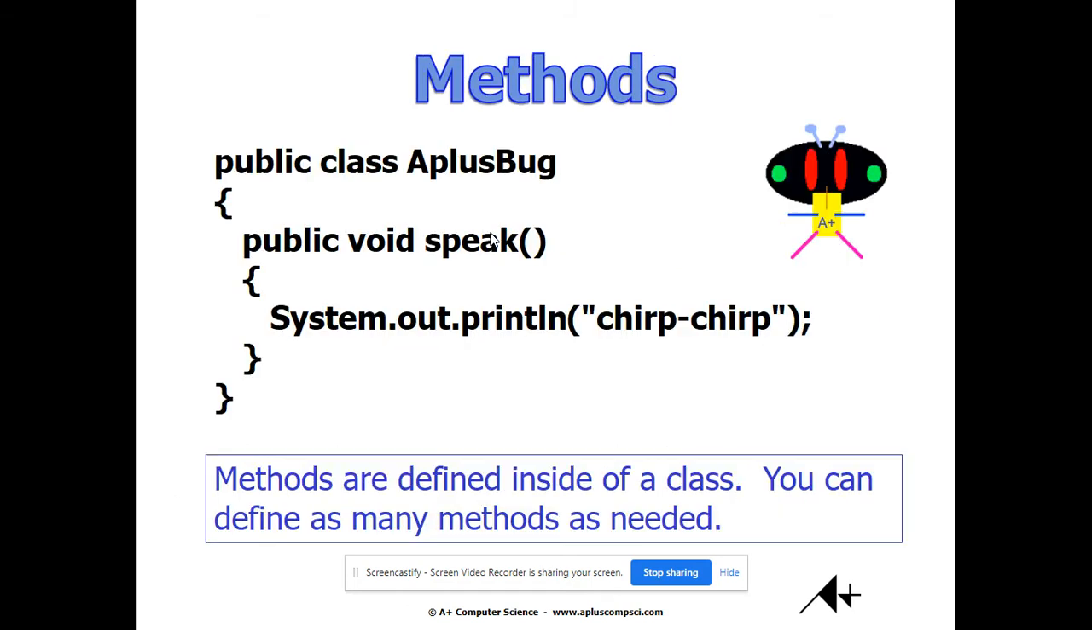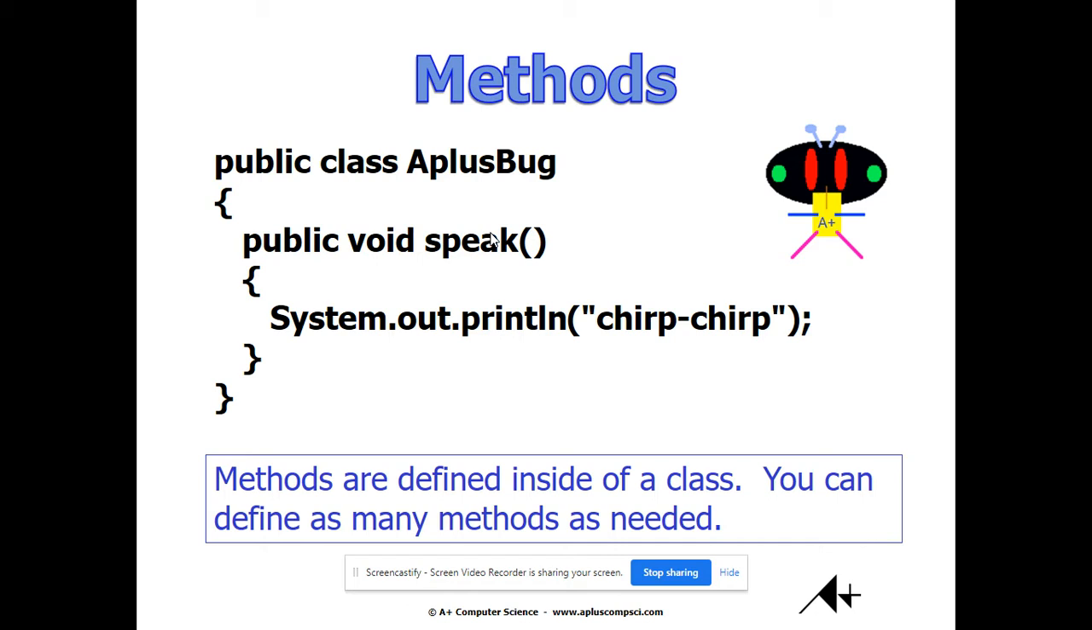So here is a method. This bug has one method. It can speak. And when this bug speaks, it says, chirp, chirp. I have no idea why. Methods are defined inside of a class. So you're going to create the class, and then inside of the class, you're going to put methods. This one has one method. We're going to do a little group project in a little bit here where we're going to have like 6 or 7 different methods within the same class. So you can have a bunch of methods in there.